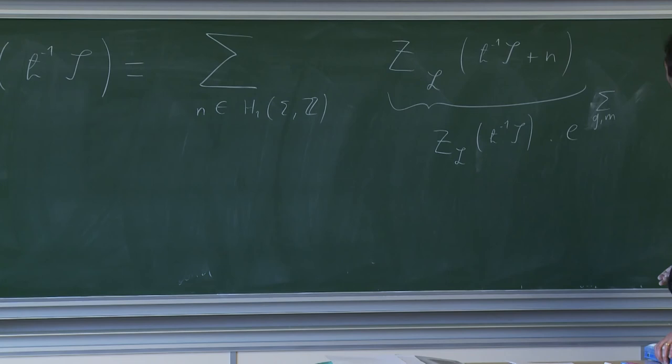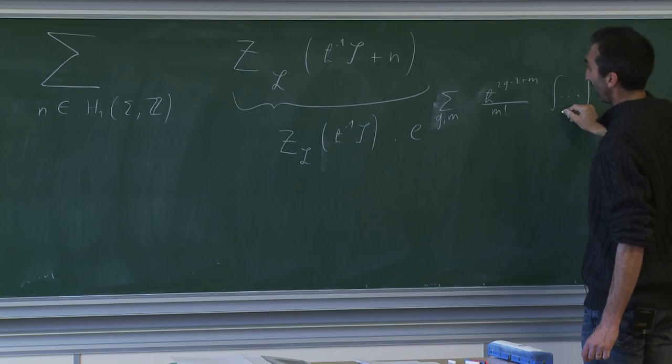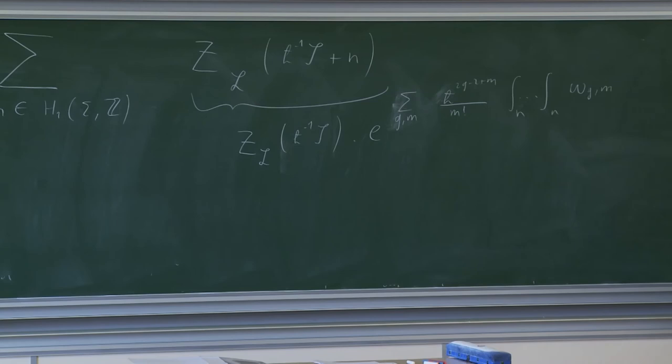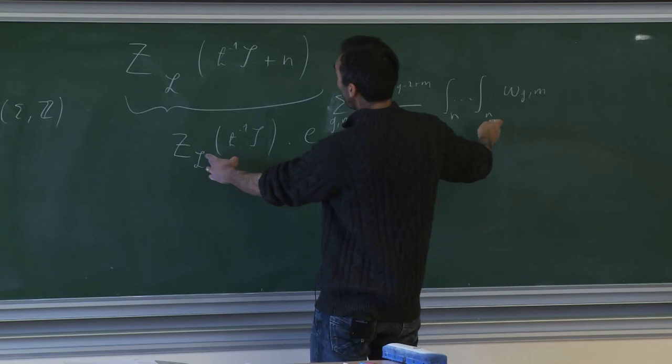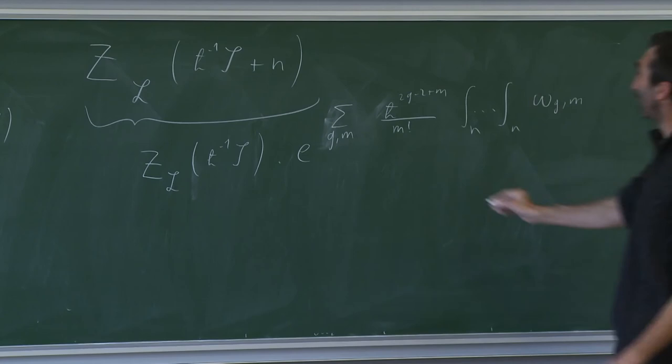H bar to the 2g minus 2 plus m over m factorial, integral over, this is plus n. So this was just the definition. I'm just saying here that shifting by n is obtained by doing the Taylor expansion. Okay, sum with m larger than 1, and somehow the term m equals 0 is that one.